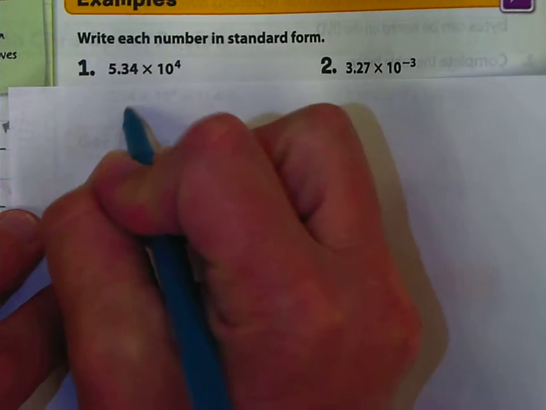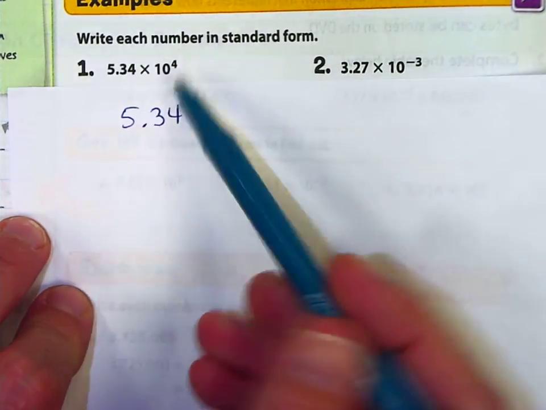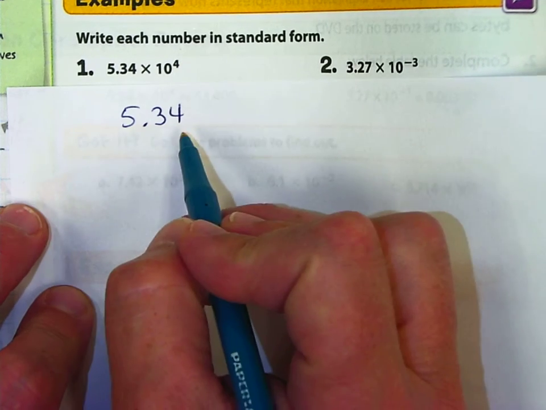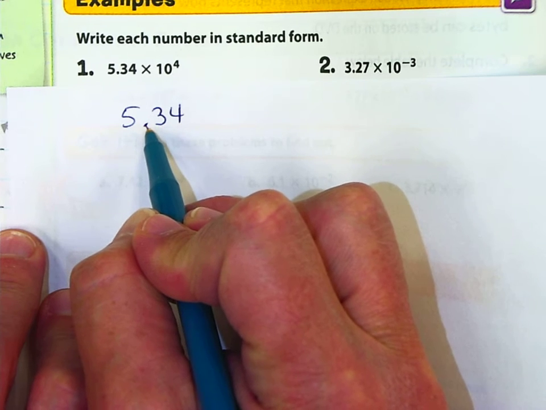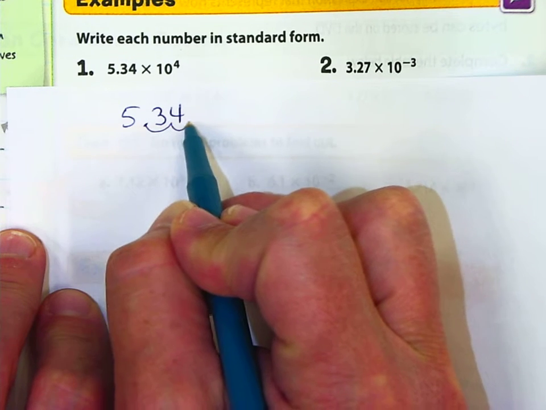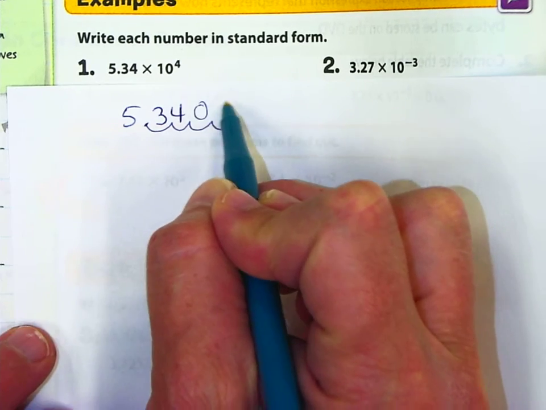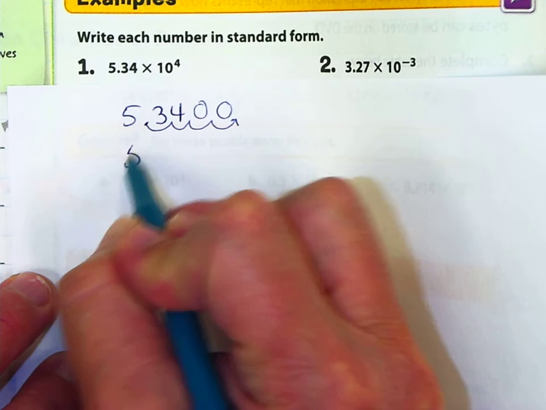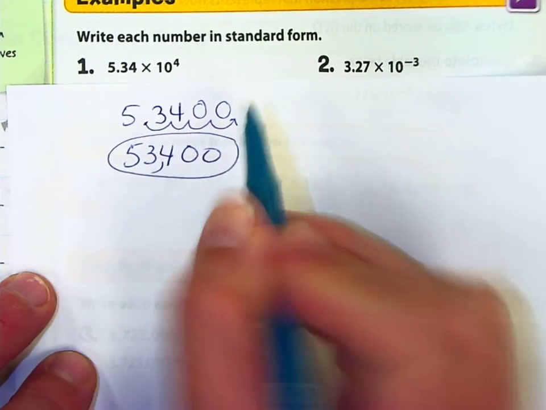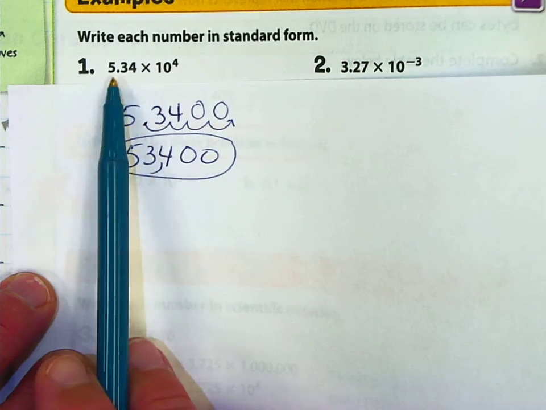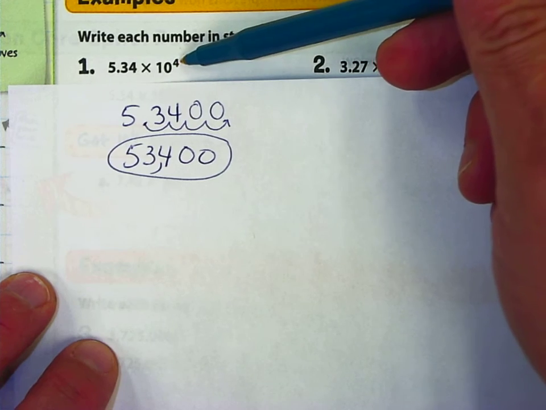Okay, so we're going to take the number we're given, 5.34, and we're going to look at the exponent on the base of 10. So this is a positive 4. Positive 4 means you're going to take this decimal and move it 4 places to the right. 1, 2, 3, 4, and it ends up right here. So you're going to add zeros where you need to in the blank spots, and then our new number is 53,400. So we took this number in scientific notation and we wrote it in standard form just by moving the decimal 4 places to the right.